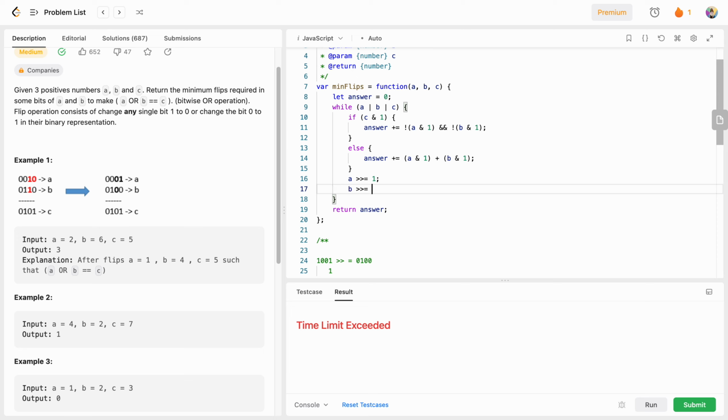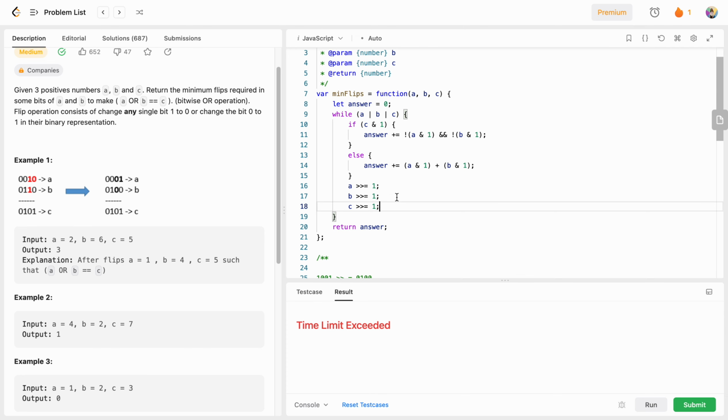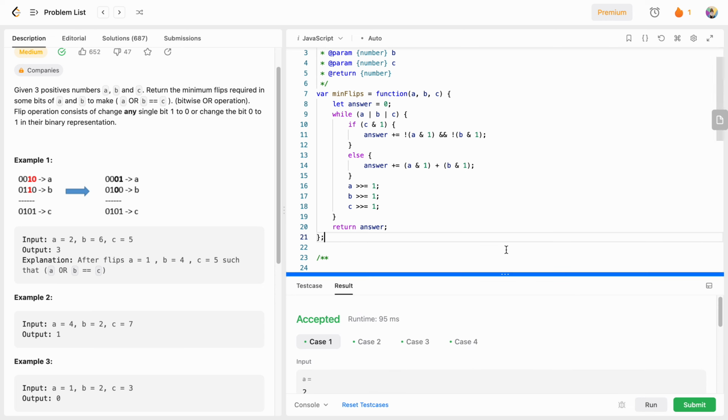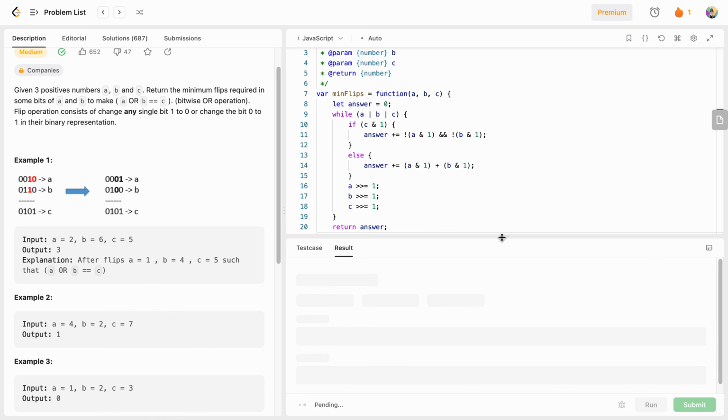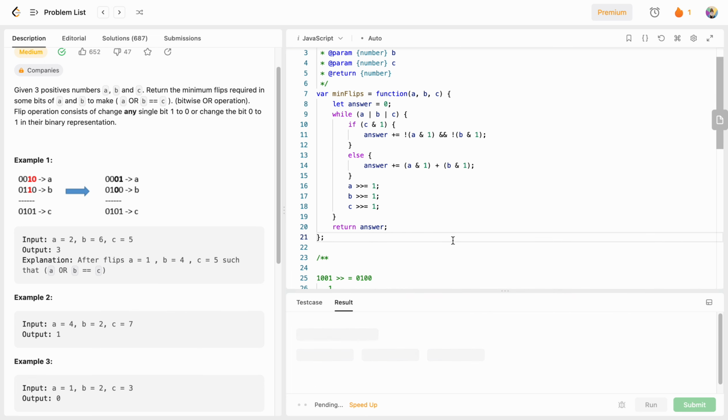So B right shift, and then C right shift by 1. Okay, and now let's try to run it. Awesome, let's submit this.